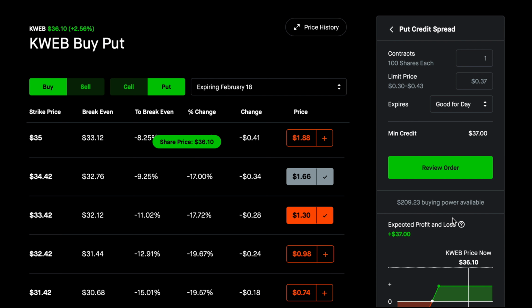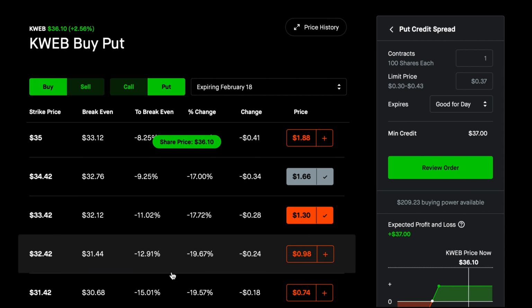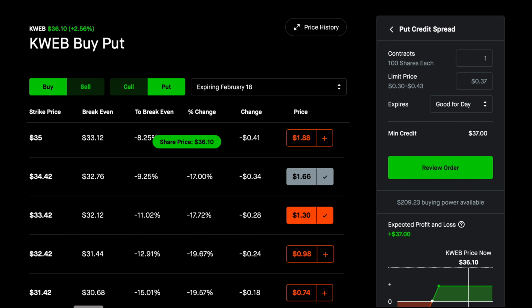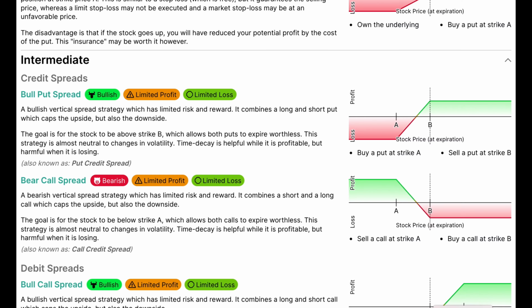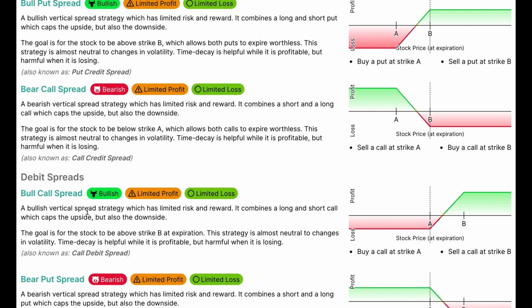The next strategy I'm going to show you is called the call debit spread. So we're going to go back to our optionstrat.com and look for the call debit spread. Here we go. It is called a bull call spread. It says a bullish vertical spread strategy which has limited risk and reward. It combines a long call and a short call which caps the upside but also the downside.